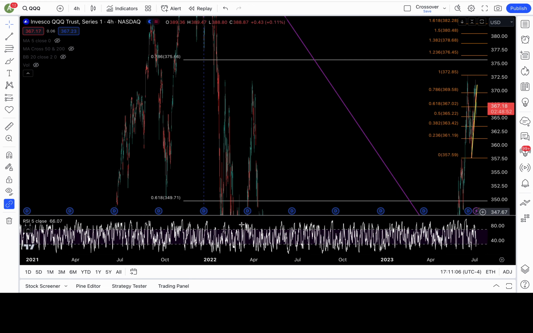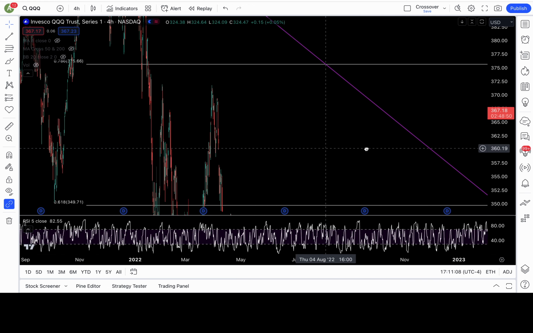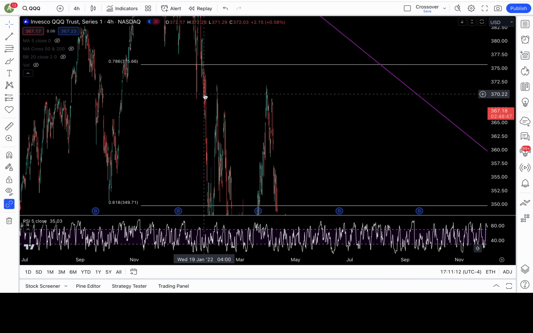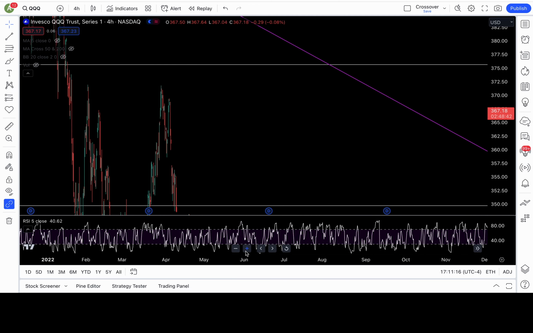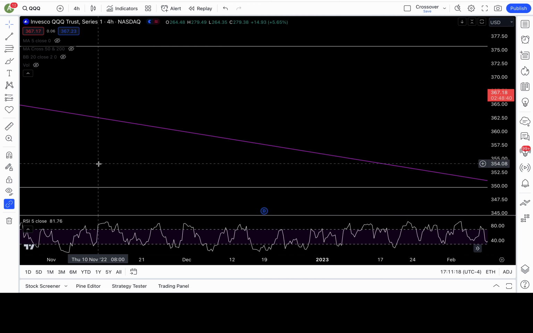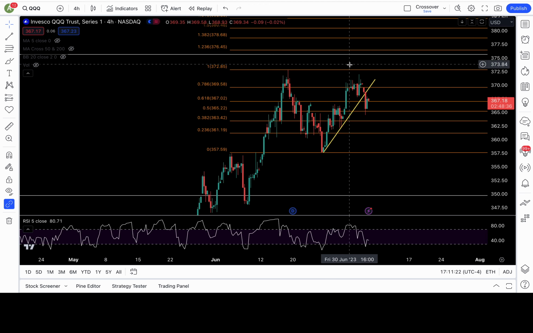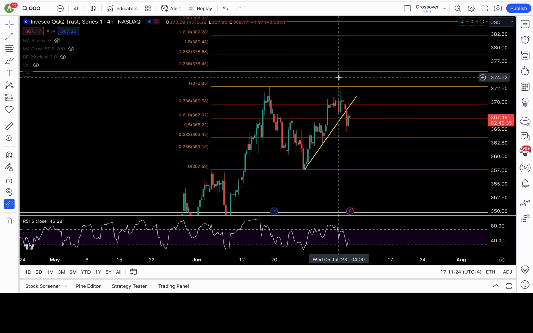Yeah, I like to use previous pivot highs and pivot lows. Okay, so 374.5 right here. That's the previous pivot high from January 19 of 2022. Had strong selling pressure from that level. All right, so that will be a resistance level above 372.8 with 374.5 and then 376.4 in play.